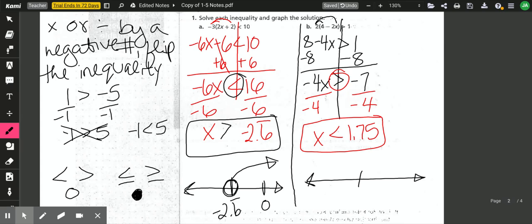I'm going to put a line there for the 1.75. I like putting that right in the middle so it's very clear that that's my answer. I'm going to put a line for 0. 0 is like over here somewhere.